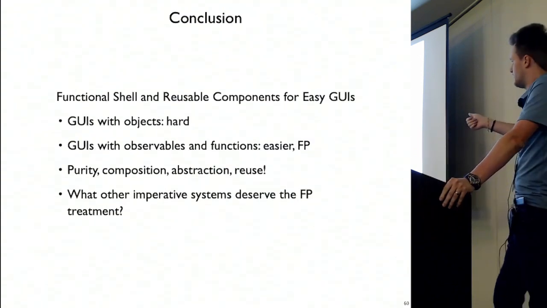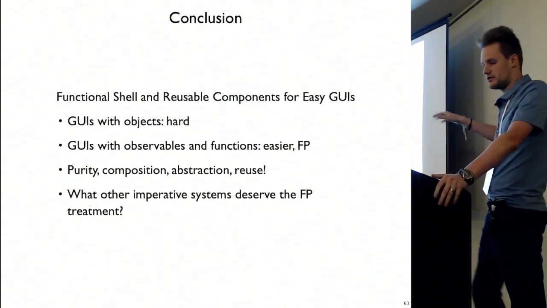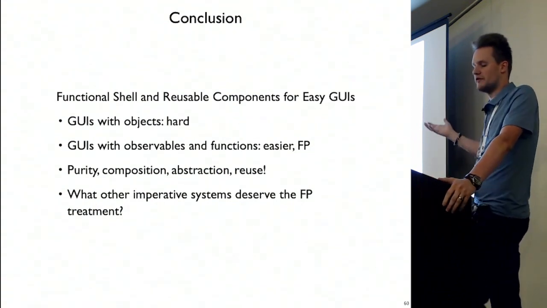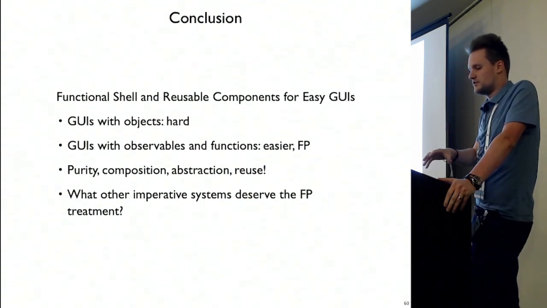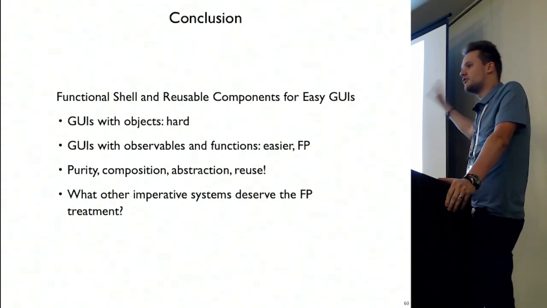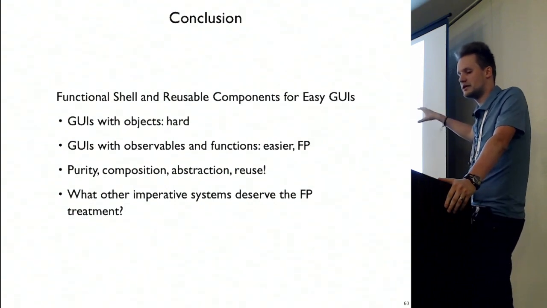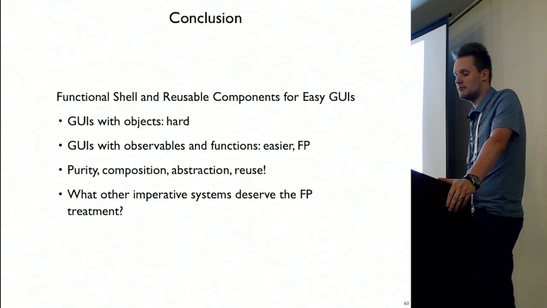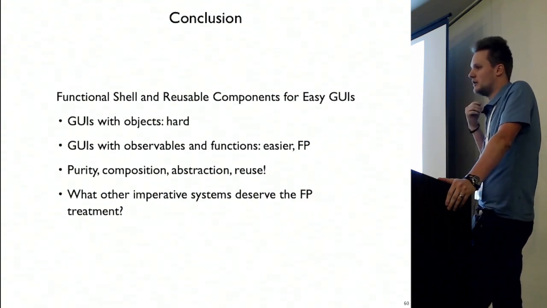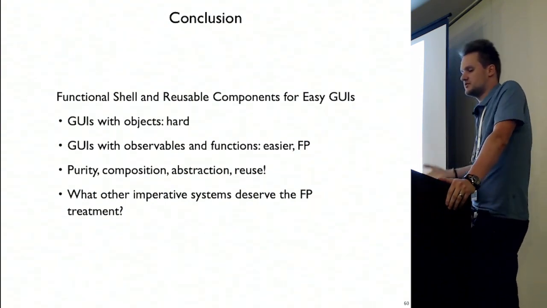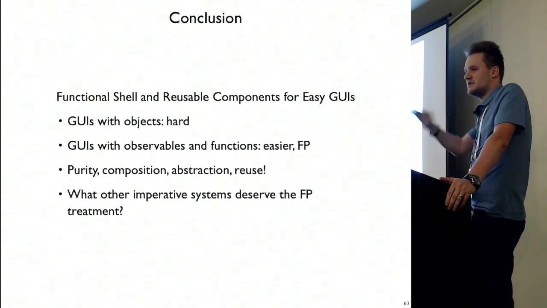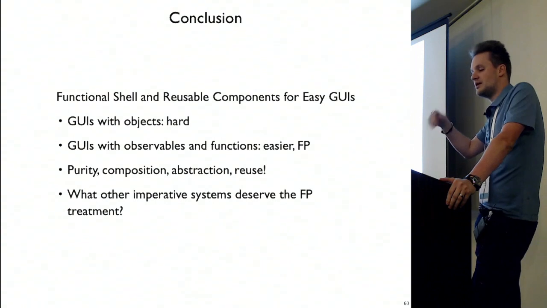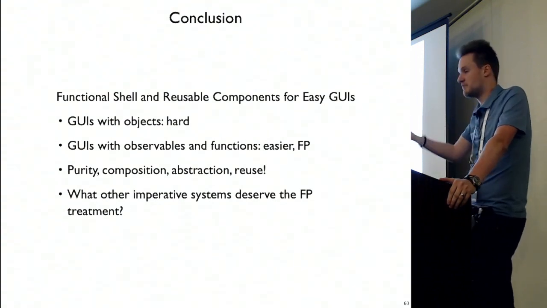Conclusion, I just want to wrap up, and then if we have time for some extra bits, I'll go through them. GUIs with objects tend to be a little more difficult. It's more of an expert system. GUIs with observables and functions are easier. We get all the benefits out of functional programming that we're excited about, like purity, composition, abstraction, reuse. And we started asking ourselves, what other imperative or object-based systems deserve this FP facelift, this veneer of functional programming on top of it that allows us to get these benefits from imperative systems.